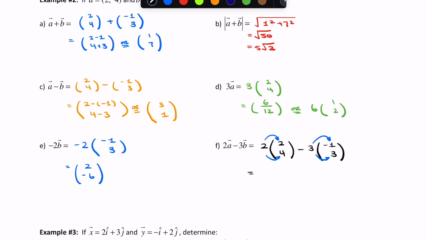So 2 times 2 will give you 4. 4 plus 3 will give us 7. And then 2 times 4 will give us 8. 8 minus 9 will give us -1. So here, our component form will be 7, -1.